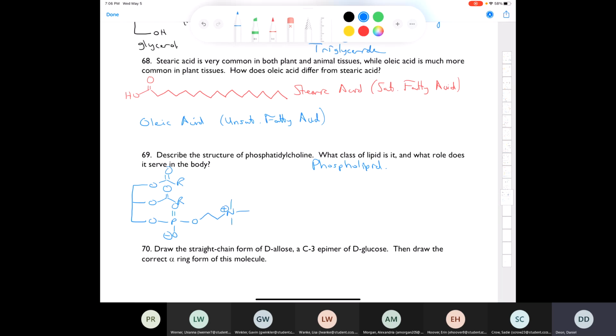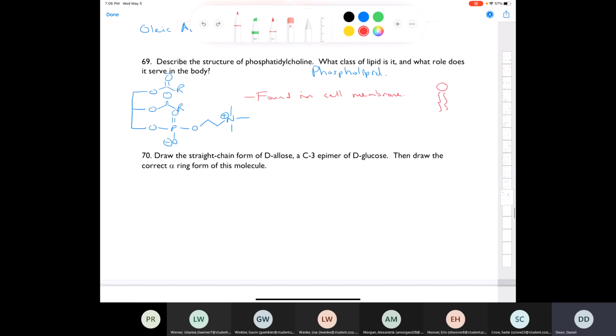So a phospholipid. So where do you find a phospholipid? It's going to be found in cell membranes, right? When you look at the phospholipid bilayer, you always talk about the polar head group, which should be this portion here. And then you have the 2 fatty acid tails, which would be this portion here. I'm not going to draw the fatty acid tails out right now. Yeah, so that's enough. Found in cell membranes, that's good enough for me.